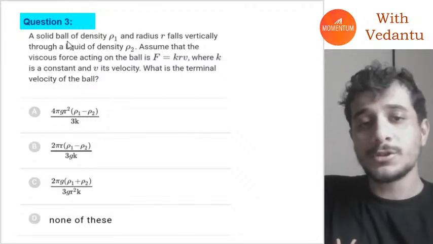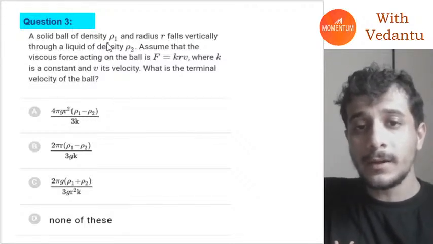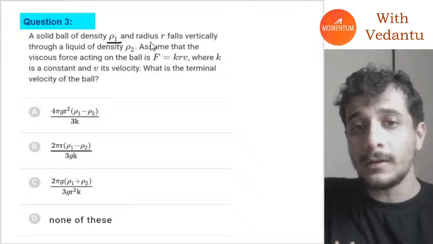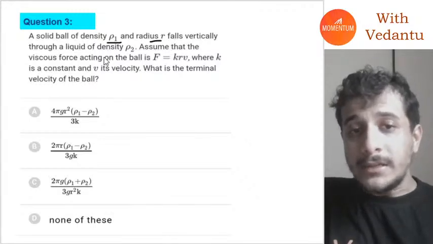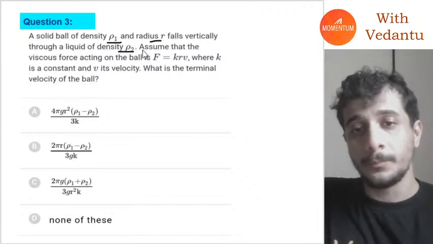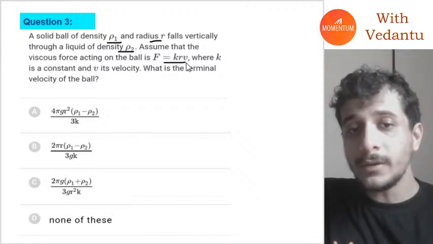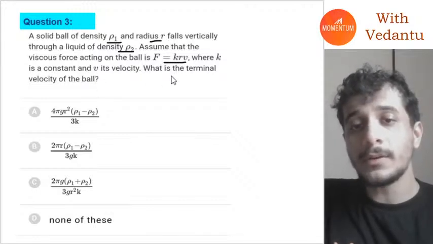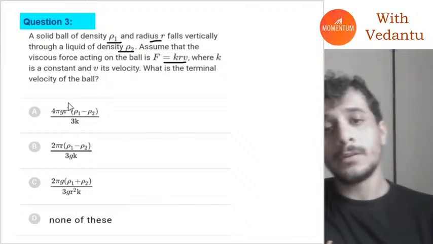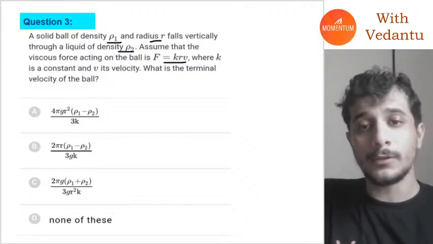Then this is the question. I have a solid ball of density rho1 and radius r falling vertically through a liquid of density rho2. Assuming that the viscous force is equal to k into r into v, where k is a constant and v is the velocity, find the terminal velocity of the ball.